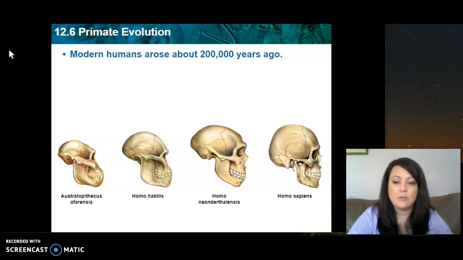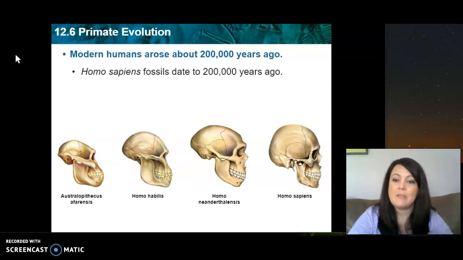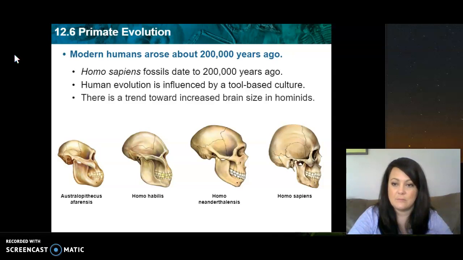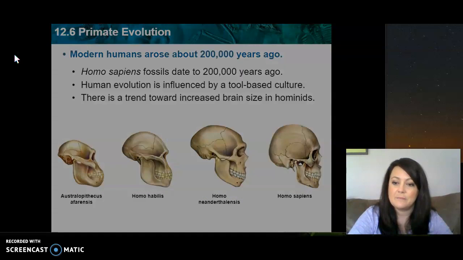You can see by the skull shapes how they have changed. They're still very similar, but they have changed. Homo sapien fossils date to 200,000 years ago. Human evolution is influenced by a tool-based culture. There is a trend toward increased brain size in hominids.